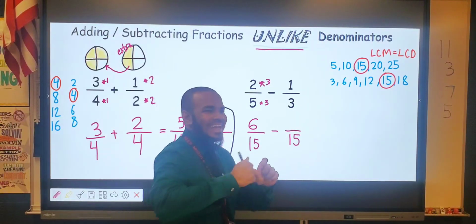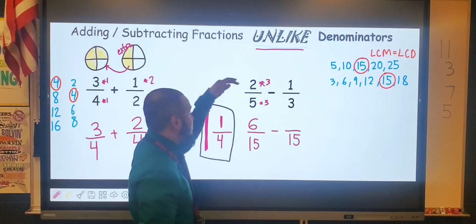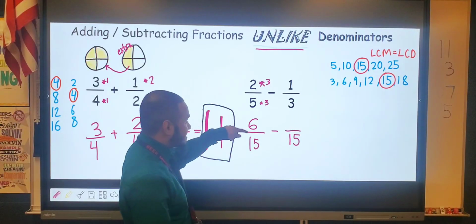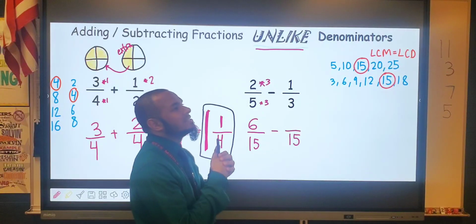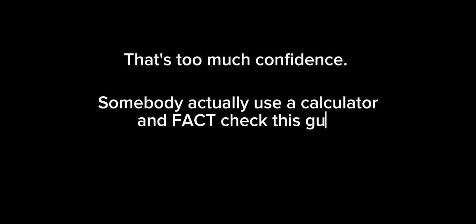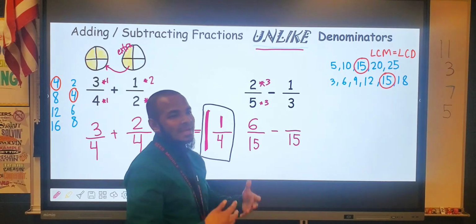So I renamed it. And if you take a calculator, 2 divided by 5, you'll get 0.4. And if you take 6 divided by 15, I guarantee you get 0.4. That's too much confidence. Somebody actually use a calculator and fact check this guy. Why? It's the same fraction.